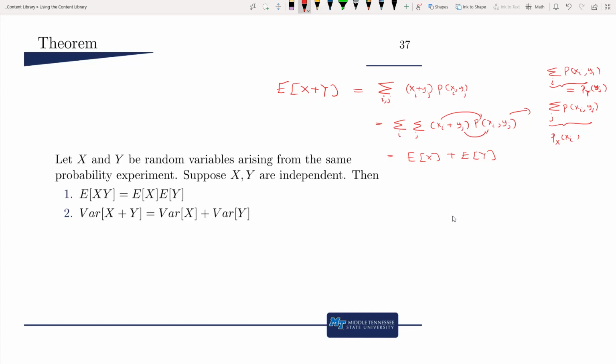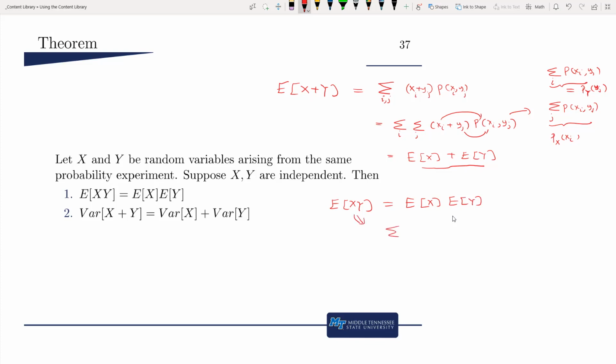Okay, so use that and then try to prove the result. All you have to do is expand and then see if you can get it. The same way you can prove the next one: the expected value of XY is going to be the expected value of X times the expected value of Y. To prove this one, start from here.